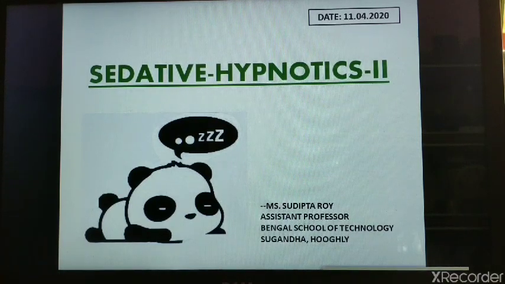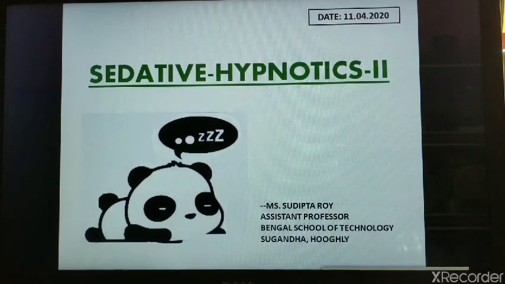Now, let us take an example. Say diazepam. Now, diazepam belongs to the class of benzodiazepines. What are benzodiazepines and how do they act? Now, this benzodiazepine group of drugs acts by opening GABA A-mediated chloride channels. So, as soon as these chloride channels are opened, they cause hyperpolarization, that is CNS depression.